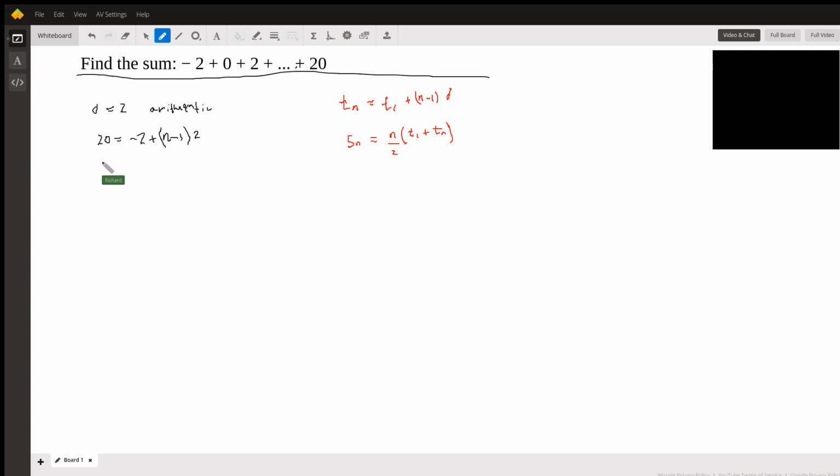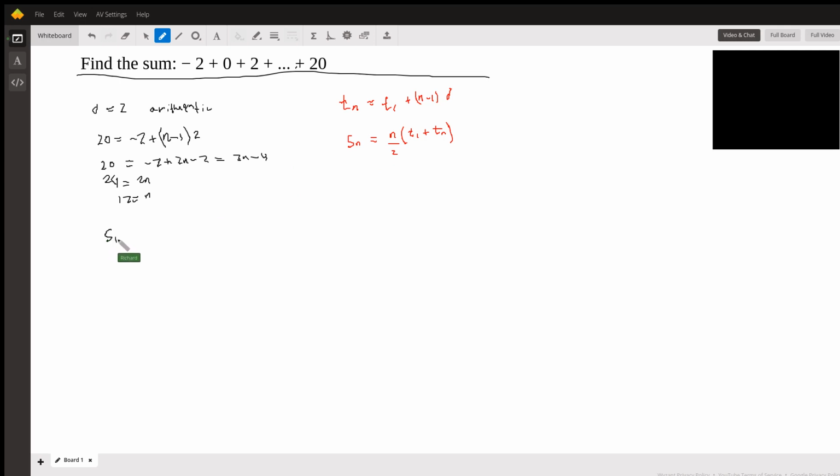So 20 is going to be equal to negative 2 plus 2n minus 2. So that's going to be 2n minus 4. I add 4, 24 is equal to 2n, so n is going to be 12. So that's good to know. So now we're collecting everything I need. I now know that there's 12 terms, and so I can find the sum.